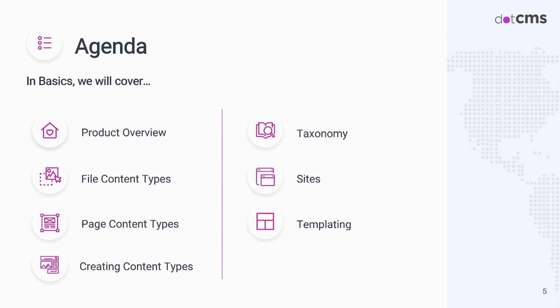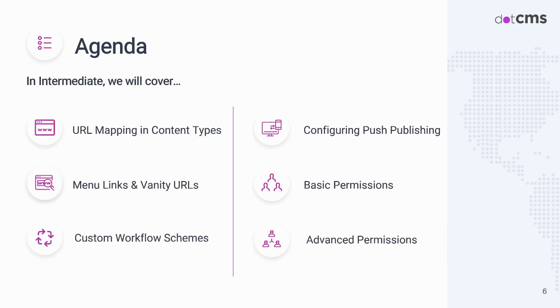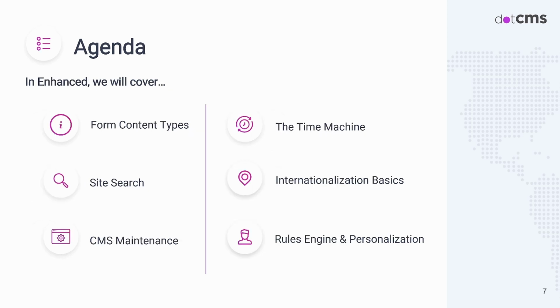In the basics portion, we'll cover a product overview, file content types, page content types, creating content types, taxonomy, sites, and templating. In the intermediate portion, we'll cover URL mapping within content types, menu links and vanity URLs or navigation, custom workflow schemes, configuring push publishing, basic permissions, and advanced permissions. And finally, in our enhanced portion, we'll cover form content types, site search, CMS maintenance, the time machine, internationalization basics, and rules engine and personalization.